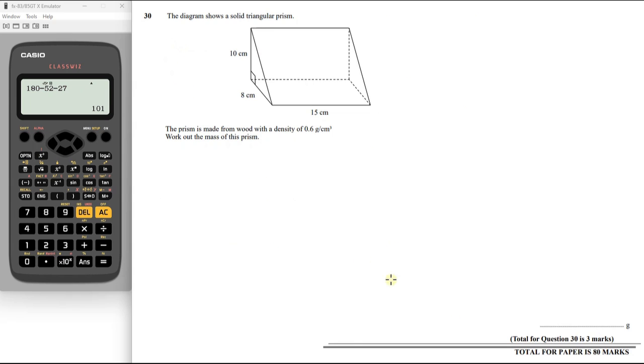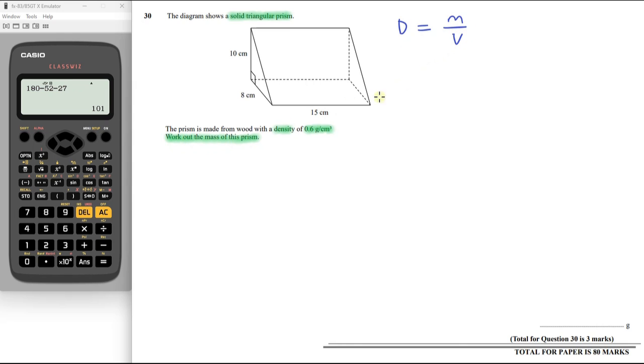Question 30, and I can see from the bottom this is the last question, so well done for getting this far. So the diagram shows a solid triangular prism. We've been given the dimensions, and the prism is made from wood with a density of 0.6 grams per centimetre cubed. Work out the mass of the prism. So let's just remind ourselves how to calculate density. What's the formula for density? So density is mass divided by volume.